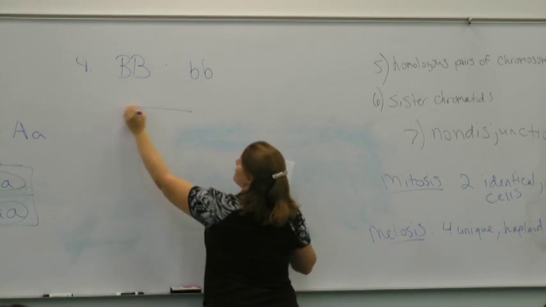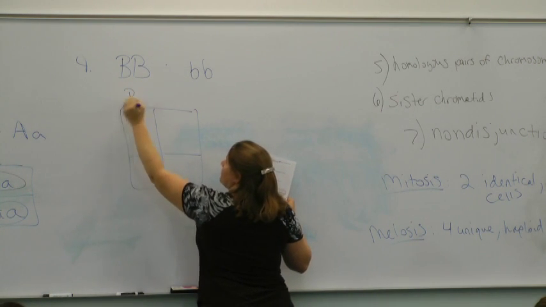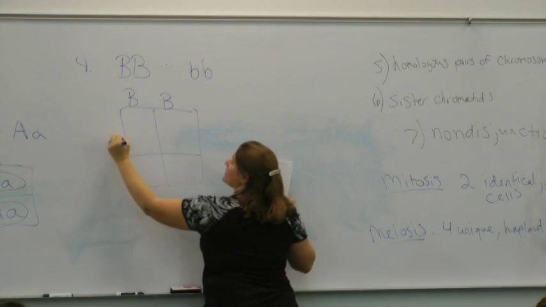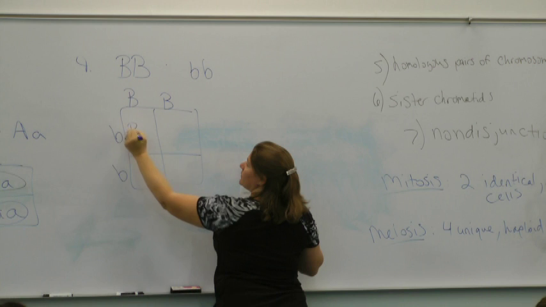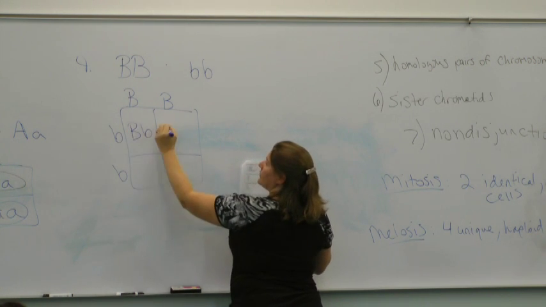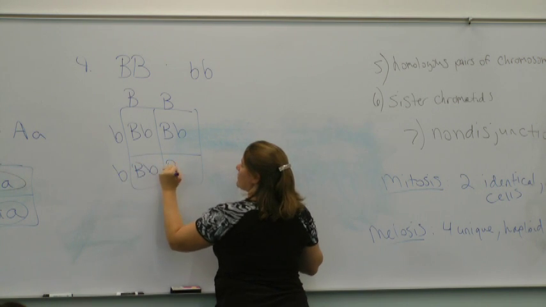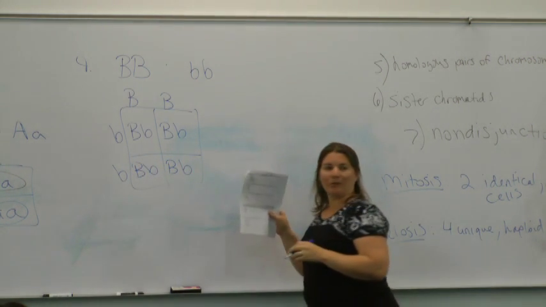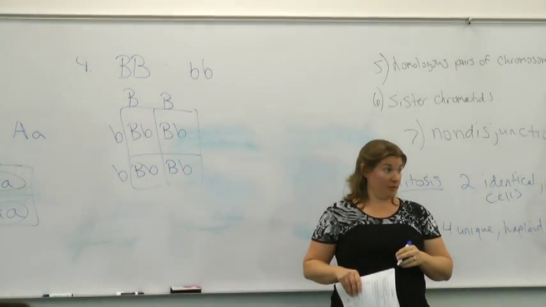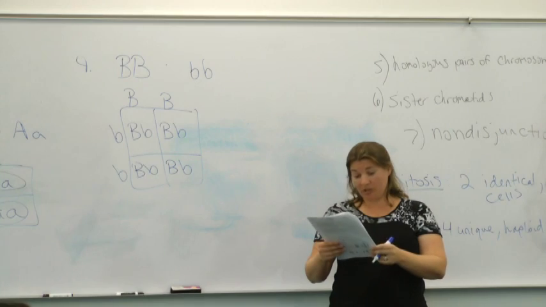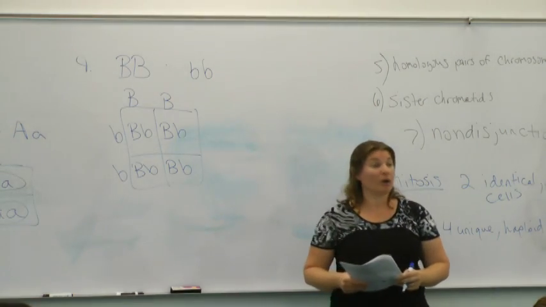Okay, so now we got to do a Punnett square. One parent is big B, big B. The other parent is little b, little b. So what are we going to put here? Big B, little b. All big B, little b's. So these parents can only make one kind of baby, right? A heterozygous baby with what color fur? Brown.